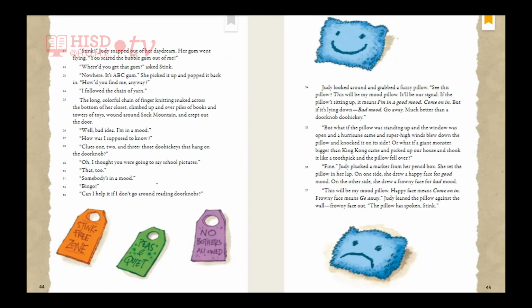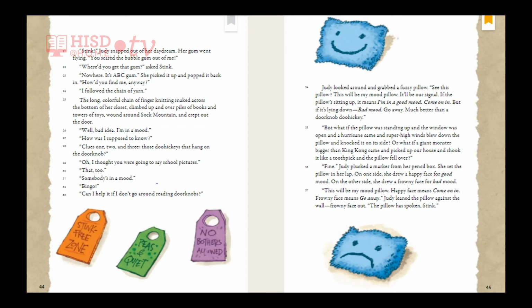Stink. Judy snapped out of her daydream. Her gum went flying. "You scared the bubble gum out of me. Where'd you get that gum?" asked Stink. "Nowhere. It's ABC gum." She picked it up and popped it back.